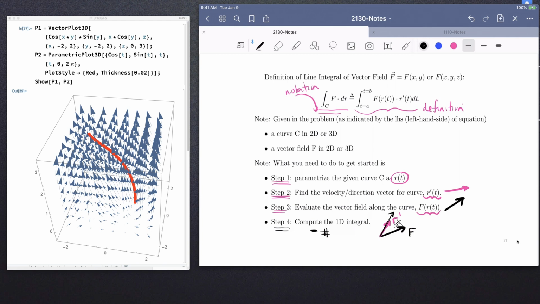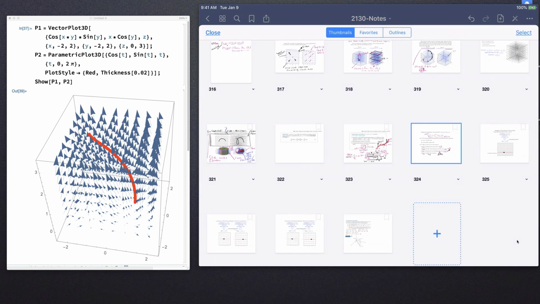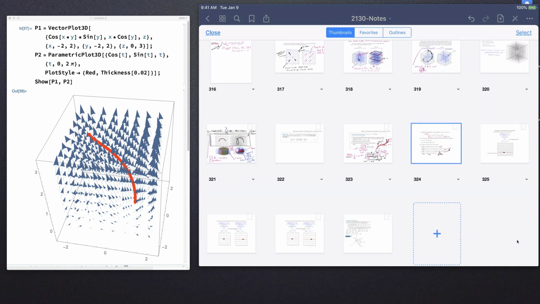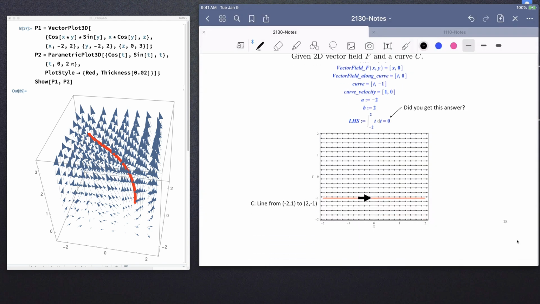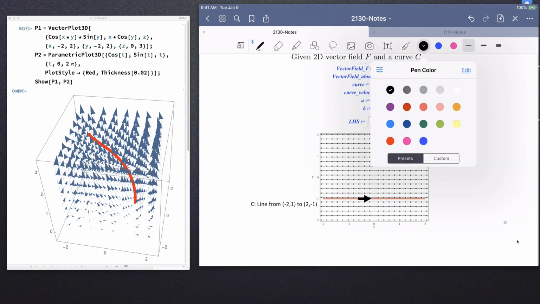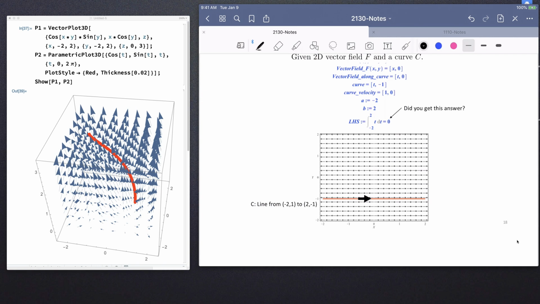So let's get to an example now. Those are the steps. Let me show you that one more time so you can write it down if you need. So here is an example just to get all the mechanics worked out. We're seeing that here the direction is important. Here we have a curve.